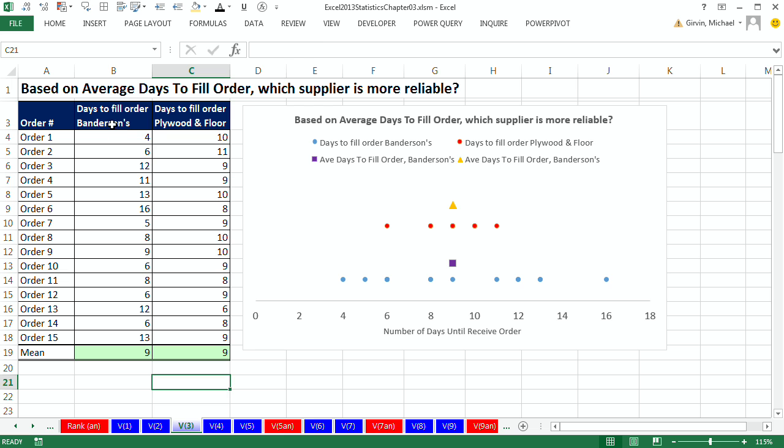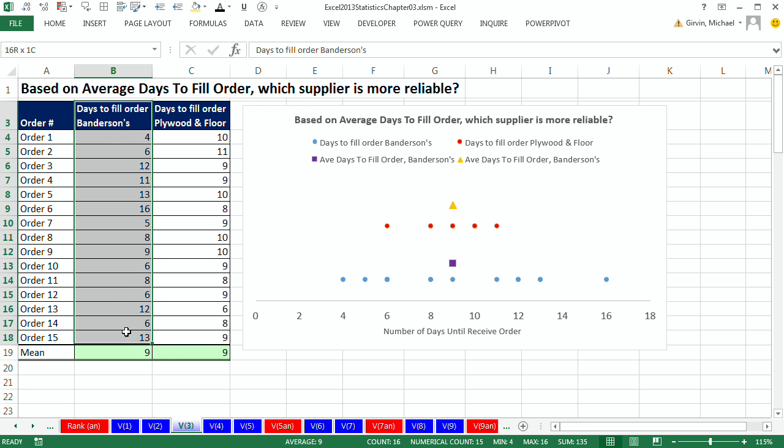Let's go look at another example on V3. Here are days to fill an order. So we run a company, and we order specialized wood from Banderson and from Plywood and Floor. Now look, the average time for them to deliver to us our custom wood is 9 days at Banderson's and 9 days at Plywood and Floor. So they're both the same? No, they're not. Check this out.